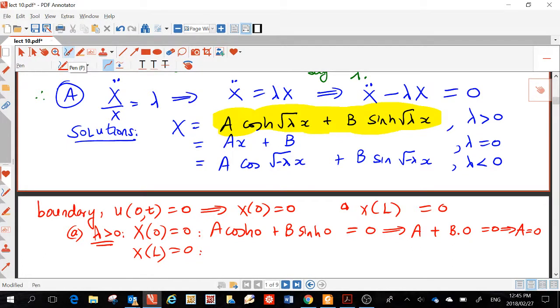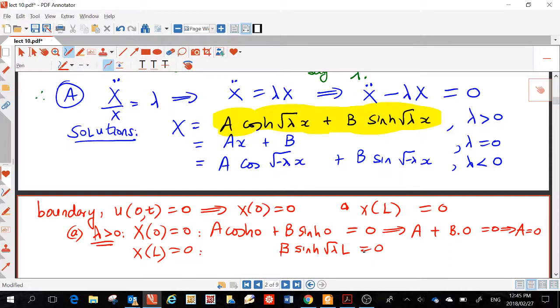So I firstly put x equals 0, and then a times 1 plus b times 0 equals 0, which means that a is 0. That's the first conclusion. Now I'll plug in L. Remember, a is 0, so we only need to work with the other side. So you'll get b sinh root lambda L equal to 0.